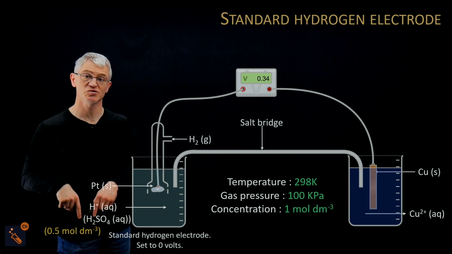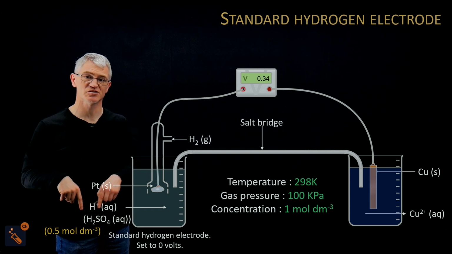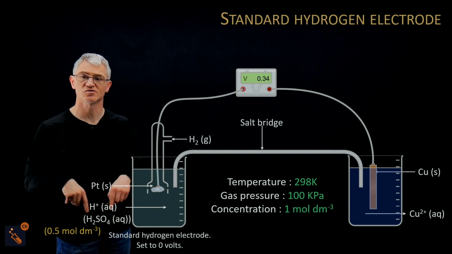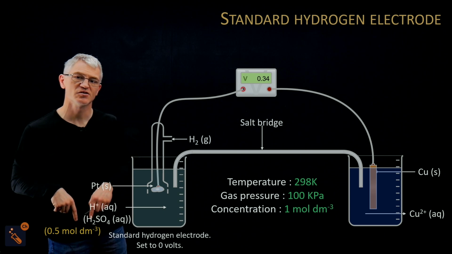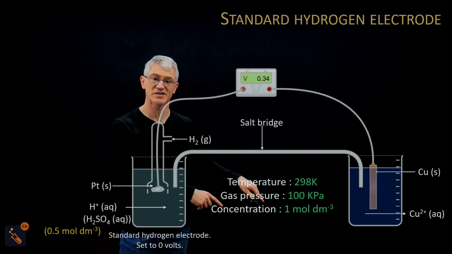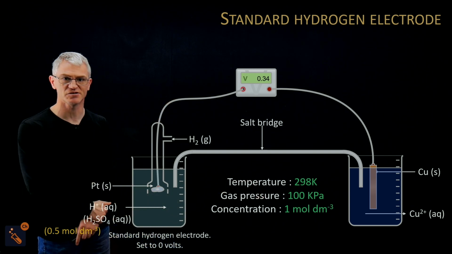That's because there's 2 protons here, it's dibasic, which means it's got double the concentration of hydrogen ions as the concentration of the overall acid. So 0.5 moles of this will give a concentration of H+ of 1 mole per decimeter cubed. So that's something to look out for if they use H2SO4.